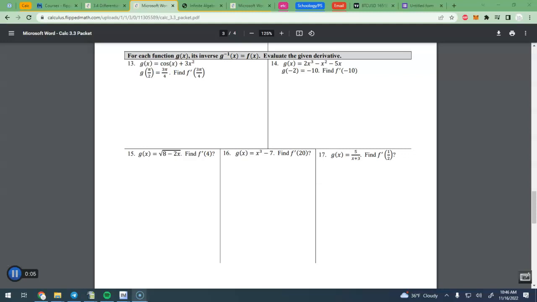Should I do 14 or should I wait still? If you're done with 14 and you want to go up to 15, give it a shot. Go for it. 2 side quests there.